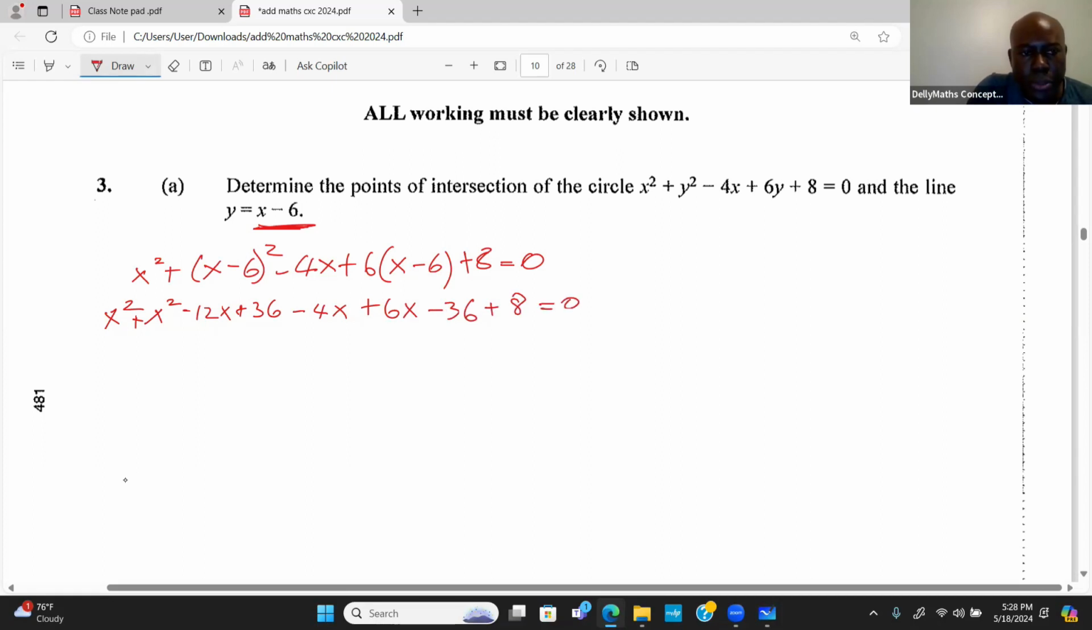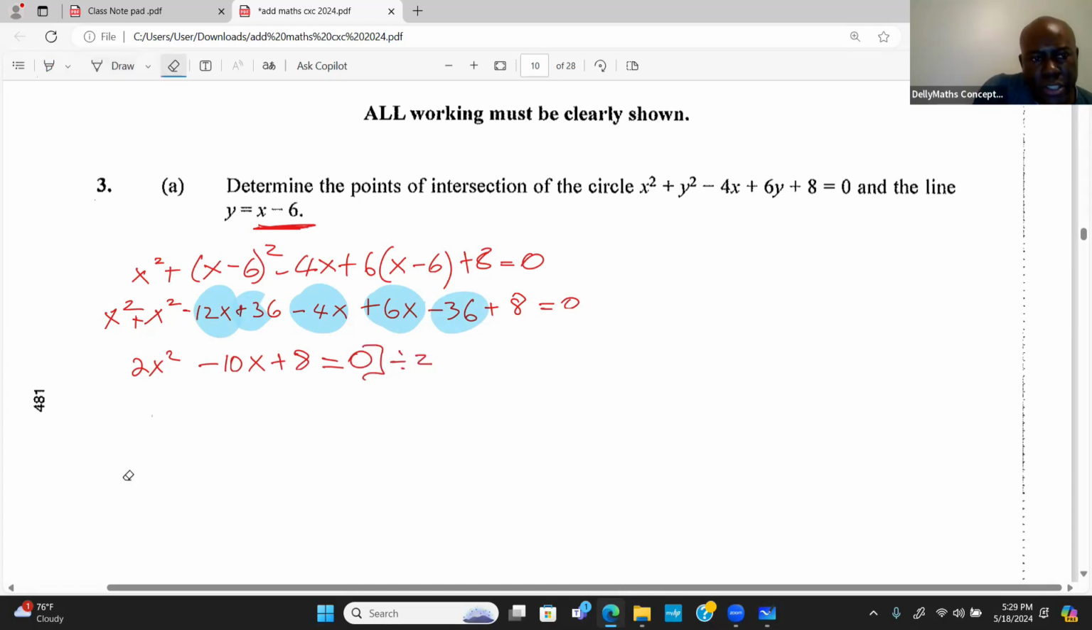From here, you want to put together the terms that are alike. I'm getting 2x squared here. Let me look again. We have -12x, that's -16x, and then positive 6, so this is -10x, I'm getting right there. And then if I put together the numbers now, positive 36 and -36 is gone, so I'm left with positive 8, and this is equal to 0. All right, so everything is coming down now.